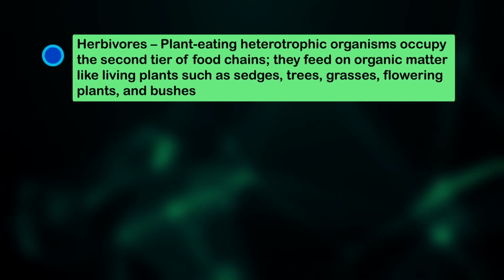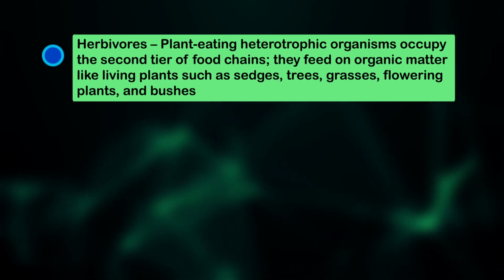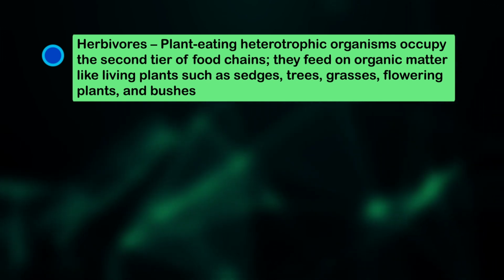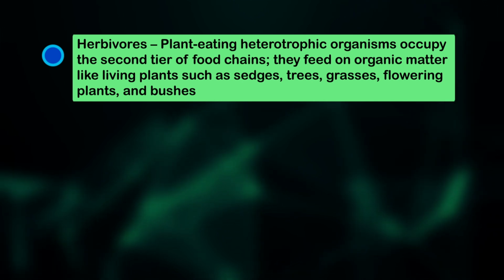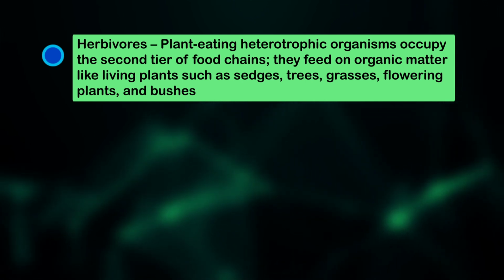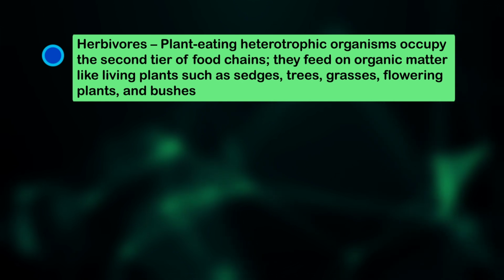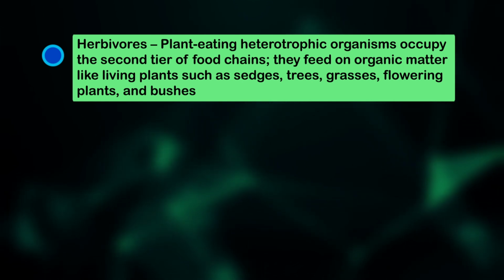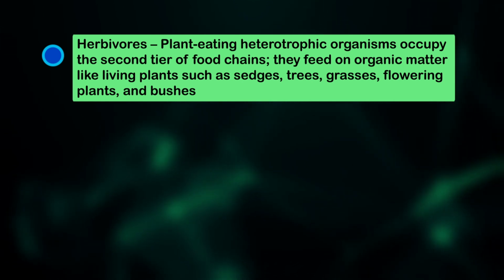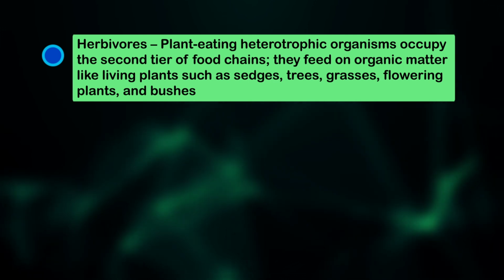Now, let us see what is herbivore. So, herbivore, as the name suggests, are those organisms which feed on herbs. So, basically they are none other than plant eating heterotrophic organisms which occupy the second tier of the food chain. They feed on organic matter like living plants such as sedges, trees, grasses, flowering plants and bushes.